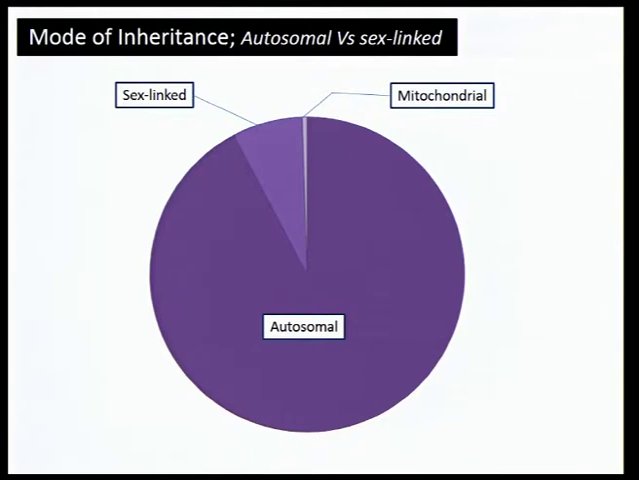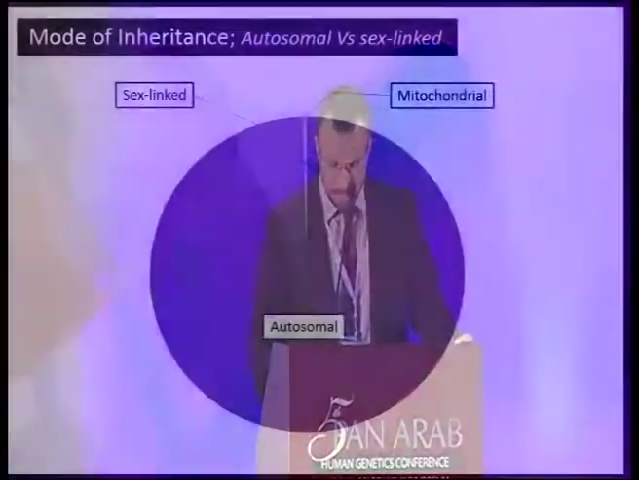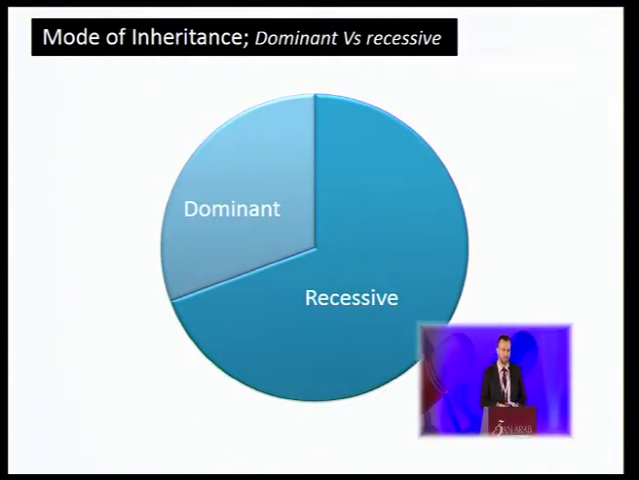Just to continue, a look at the mode of inheritance: basically about 90% of the records about disease phenotypes fall under autosomal disorders. Less than 10% fall into sex-linked, and less than 1% are mitochondrial. Now, continuing with the mode of inheritance, most of the diseases are recessive in our CTGA database, and that's probably not very surprising, and about a third is dominant.